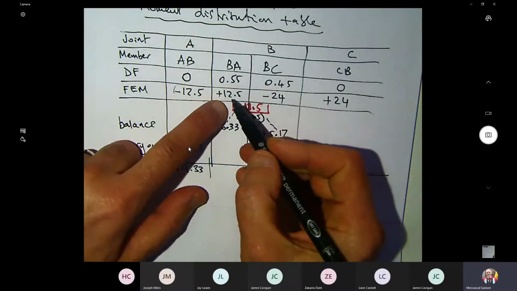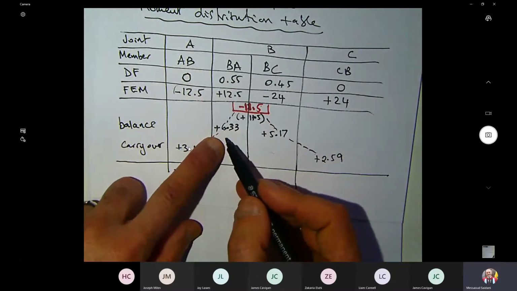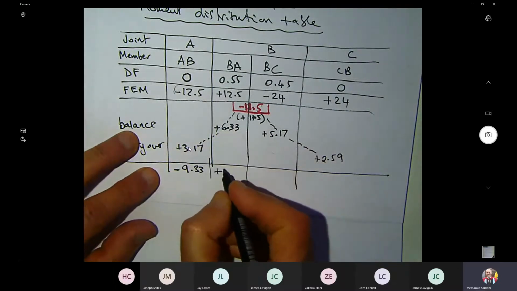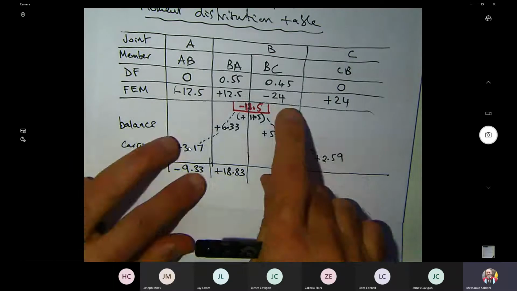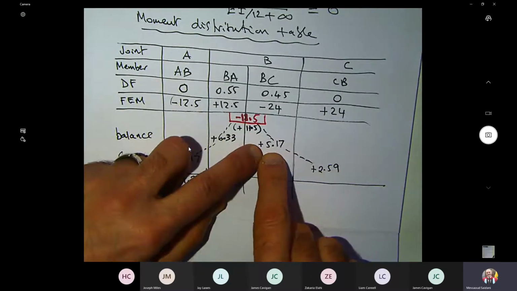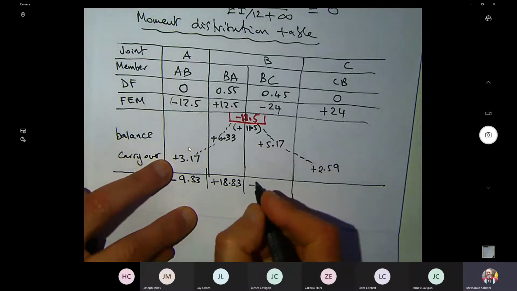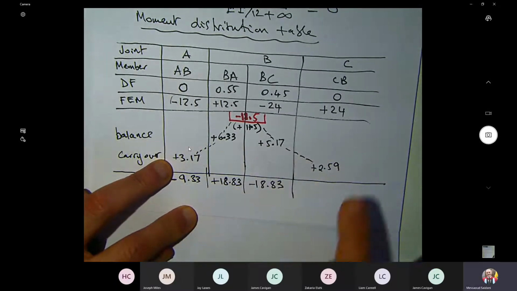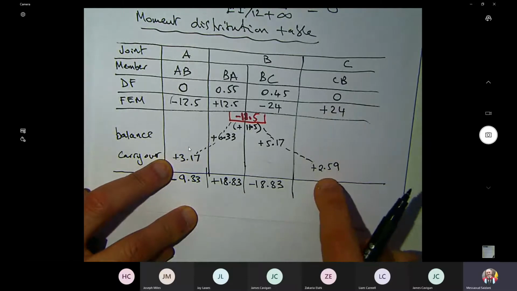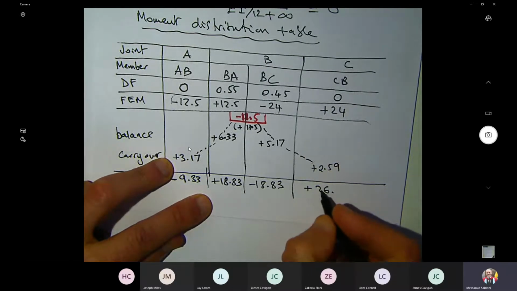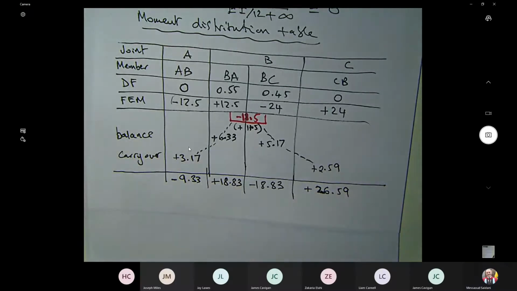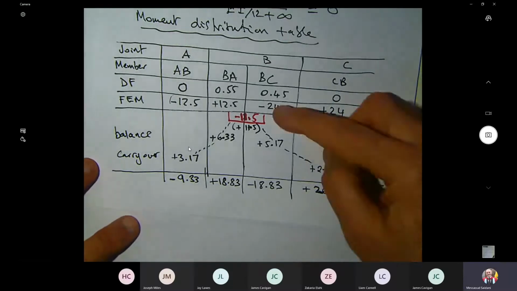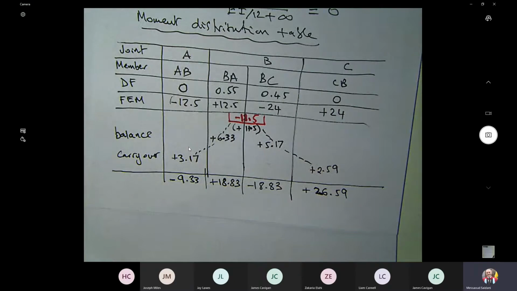Then you do 12.5 plus 6.33. I've got 18.83. Is that correct? Yep. And then I do minus 24 plus 5.17. I believe it's minus 18.83. And finally, 24 plus 2.59, I've got 26.59. Okay, so these are the moments. You add the moments together, not the balancing or the out of balance, because that's just for the illustration, yeah, to show you what's happening. So you add the moments.